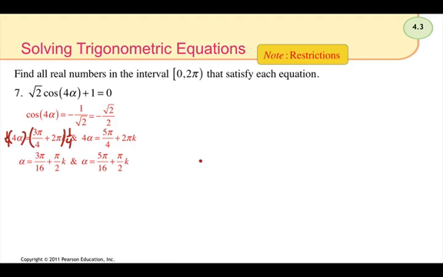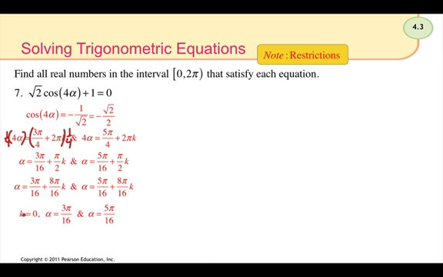And then from here, this is where I want to start playing with my k values that generate answers that fall within the restriction here. But before I do that, since I have two fractions, I'm going to rewrite this second expression with a denominator of 16, which means that I'm going to have to multiply top and bottom by 8, and this will be easier to work with. So then I start with k equals 0. Once I do that, I get these two solutions, 3 pi over 16 and 5 pi over 16.